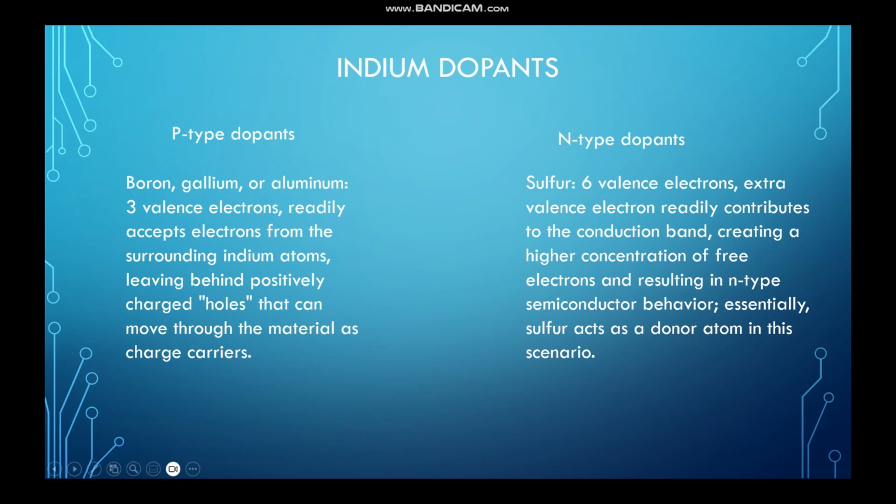For N-type dopants of indium, sulfur would be best, because it has 6 valence electrons, and the extra valence electron contributes to the conduction band, creating a higher concentration of free electrons. So essentially, sulfur acts as a donor atom.